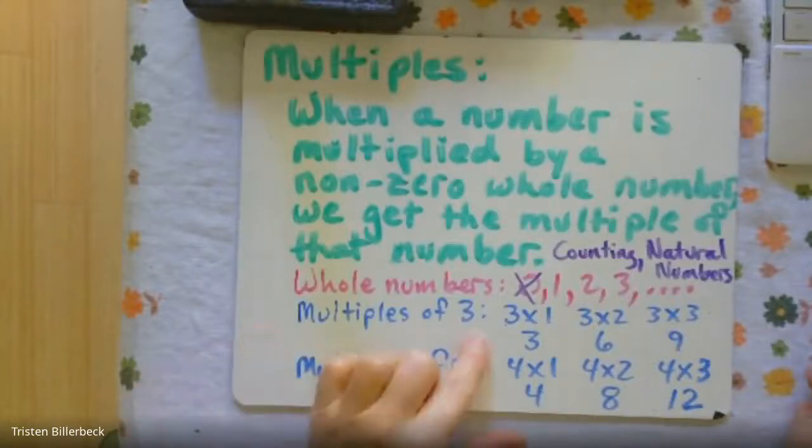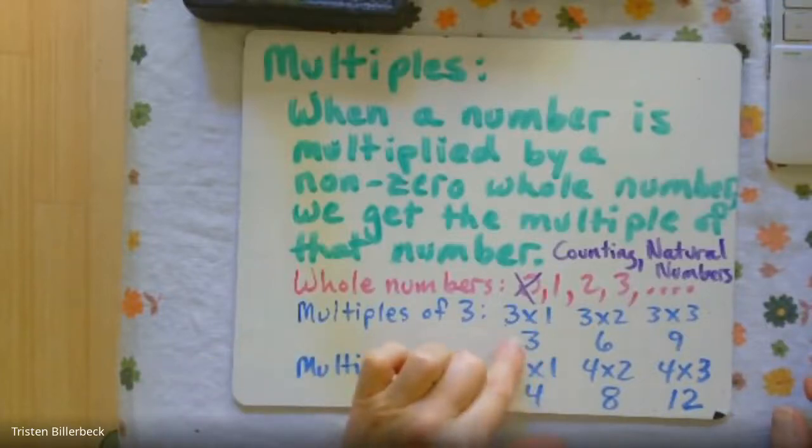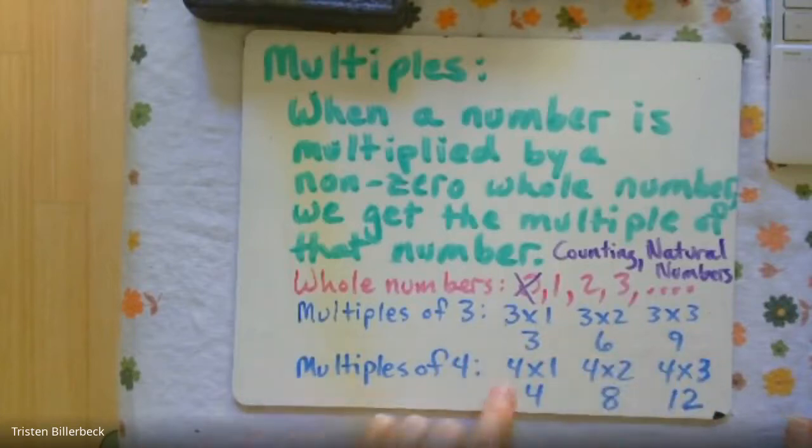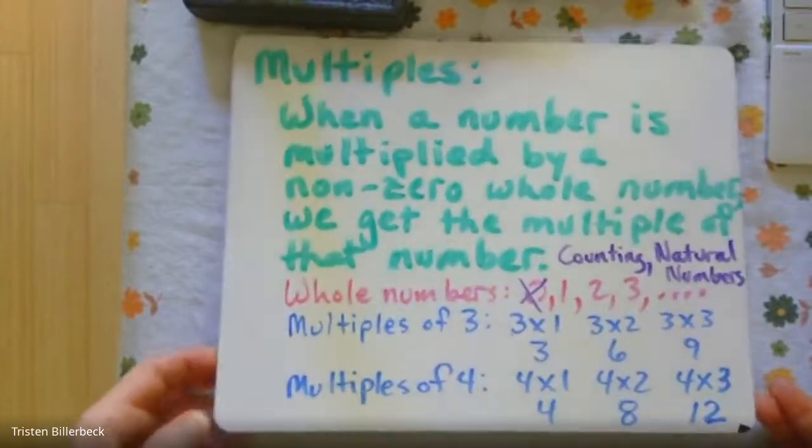Okay, so multiples of 3 would be 3 times 1 is 3, 3 times 2 is 6, 3 times 3 is 9, and multiples of 4, 4 times 1 is 4, 4 times 2 is 8, and 4 times 3 is 12.